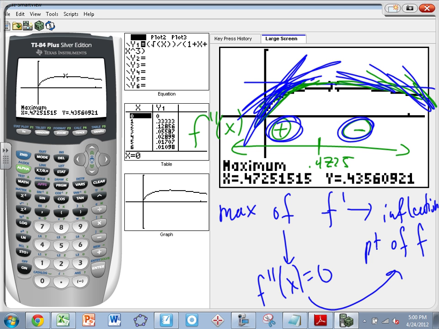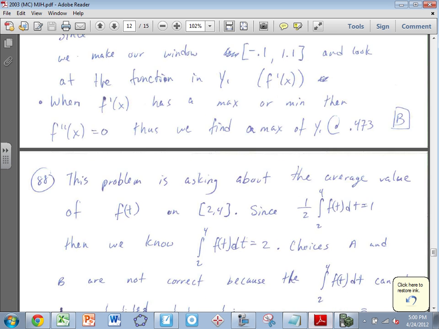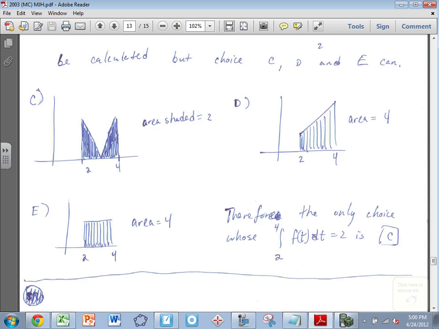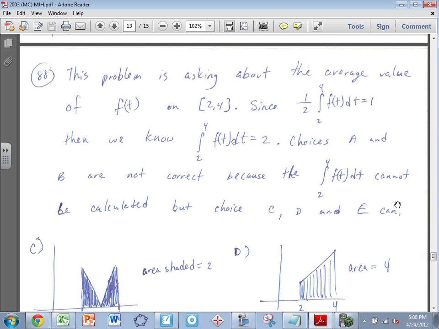All right, 88. 88 was such an annoying problem, by the way. I hated 88. And look what I ended up doing for each of these. It's really a mess. Let me just show you real quick. So, first of all, we all know what's being asked here. Everybody, what is it? What are they asking us for? Look at the formula. The average value: 1 over b minus a, integral from a to b of f of t dt.